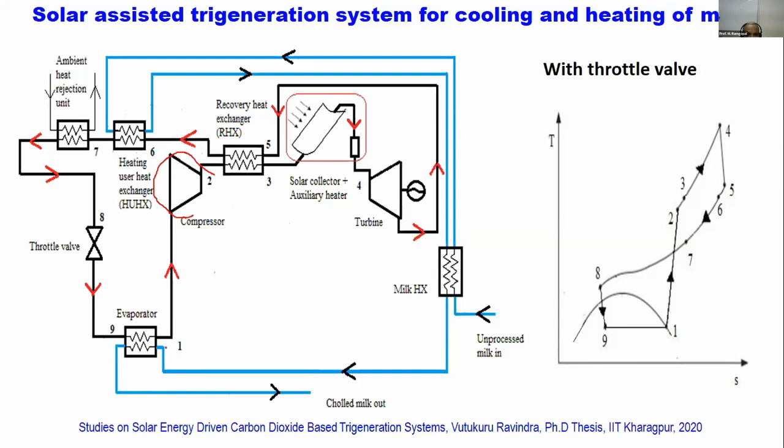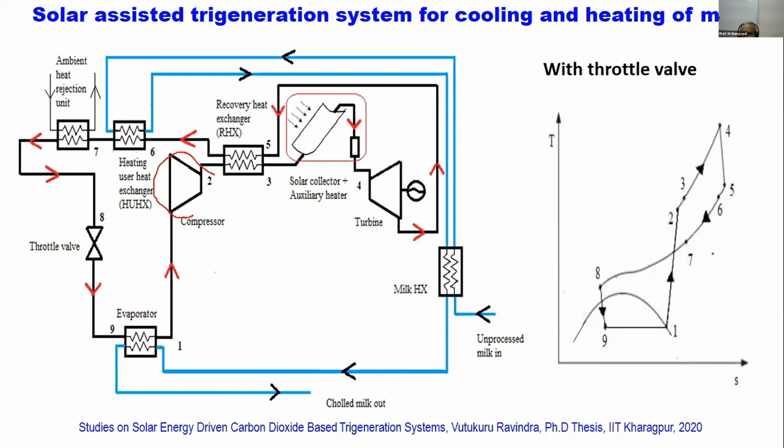Okay, and then evaporator. So milk is entering, and just like the previous system, milk is sensibly heated in the milk heat exchanger by extracting heat from the pasteurized milk, and then from there it goes to the heating user heat exchanger, or what was called gas cooler 1 in the previous system, and then from there it goes to the milk heat exchanger, and finally it goes to the evaporator.